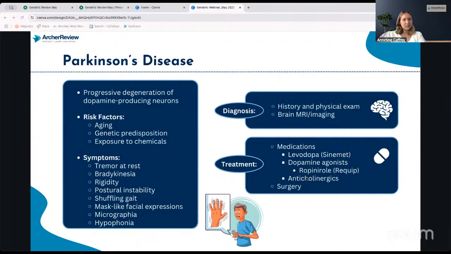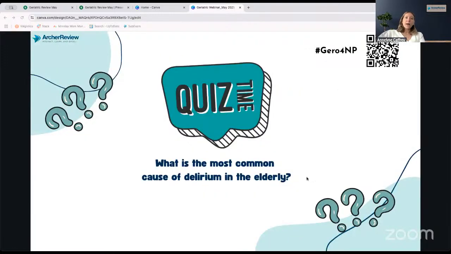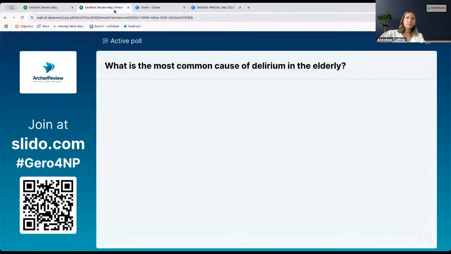Okay, quick quiz again. What's the most common cause of delirium? Who knows the answer to this one? Most common cause of delirium in the elderly. I'll give you guys about 30 seconds to pop this one in, and then we'll continue on. I'm just curious if people are comfortable with delirium. That's one that can easily get mixed up with depression and dementia. So let's see who feels comfortable. UTI. That is a great answer.